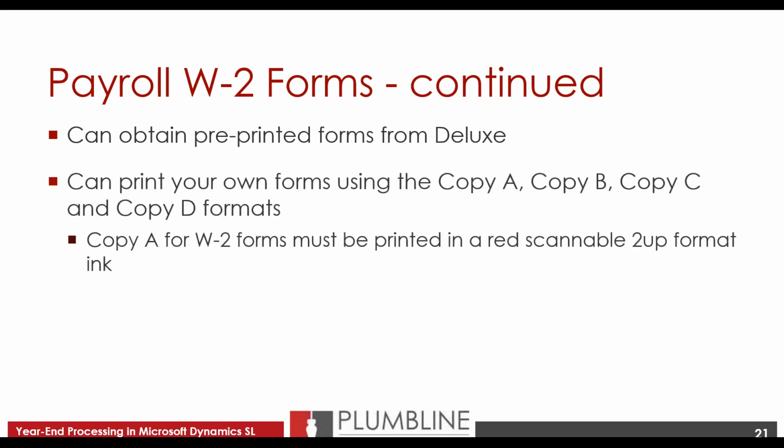You could also print these using your own forms. You would want to use the copy A, B, C, and D formats, and these formats are referred to as the plain paper copies. So they will print with the boxes as well as the numbers for you. Copy A is the federal copy, and that one must be in the scannable red ink. The copies B, C, and D are not required to be in that red ink.